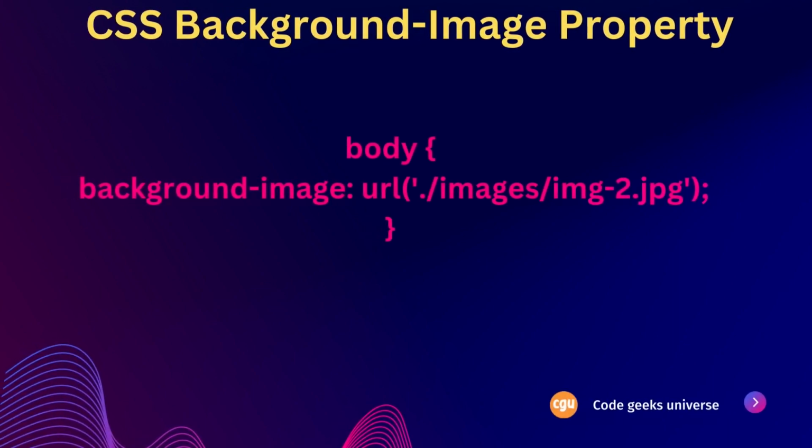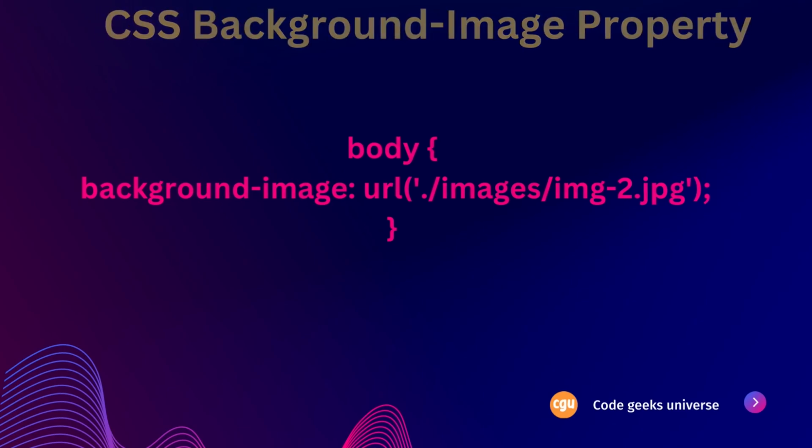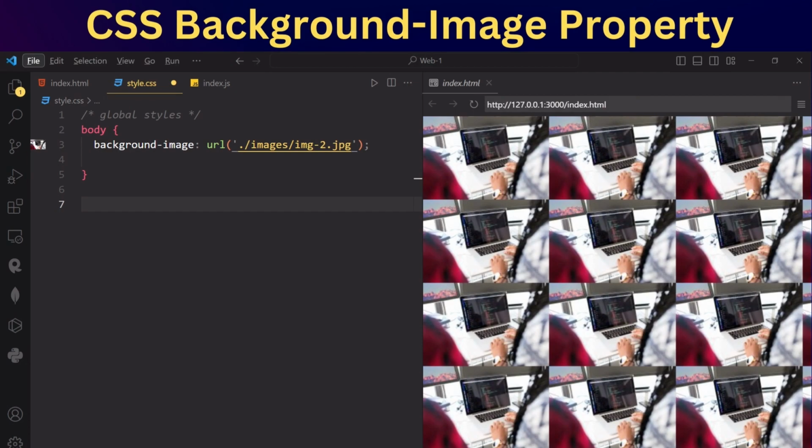Now the second one is background image. We can use the background image property to specify an image as the background for an element. By default, the image will be repeated in order to cover the entire element, which means if you have a larger element size but a smaller image, the image will repeat to cover the size of your element. This ensures that your element is fully covered and no empty space is left.